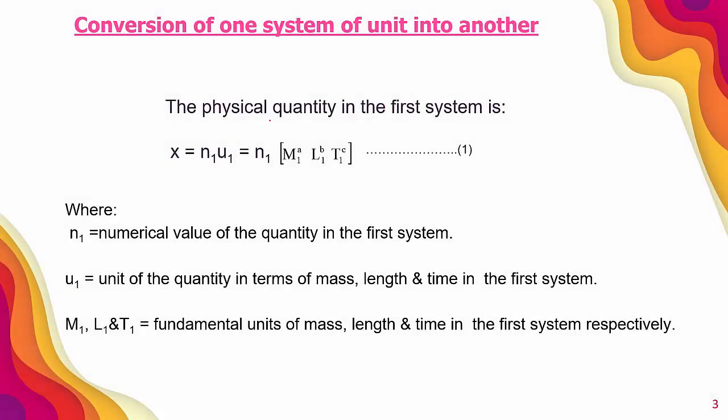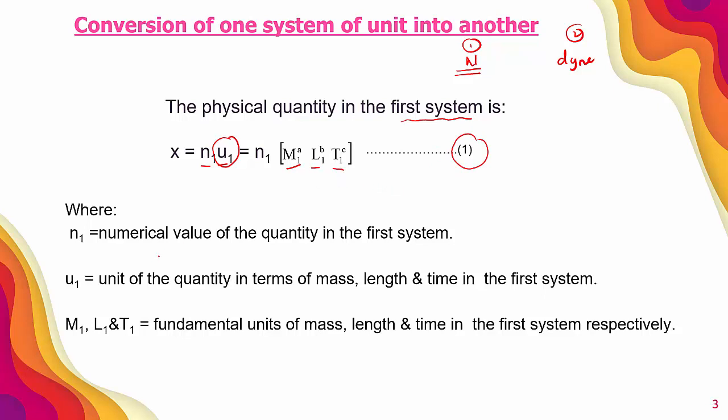Next step, the physical quantity in the first system. That means I can consider Newton. Newton is the first system and the second one is what? Dyne. Dyne is the second system. It's just an example. In the first system, I can write X equal to N1 U1. U1 we are going to express in terms of mass, length and time. This is for the first system. I can write M1 raised to a, L1 raised to b, T1 raised to c. Let us take it as equation number 1.